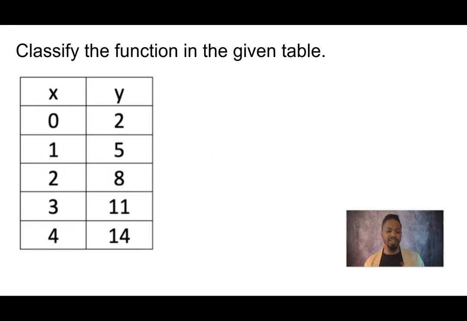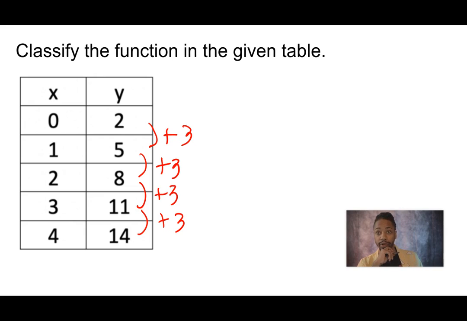All right, we got ourselves another table here. Let's see how this one's changing. From 2 to 5, that's an increase of 3. 5 to 8, that's an increase of 3. 8 to 11, that's an increase of 3. 11 to 14, that's an increase of 3. We're constantly going up by 3, a constant rate of change. So this is linear because it has a constant rate of change.